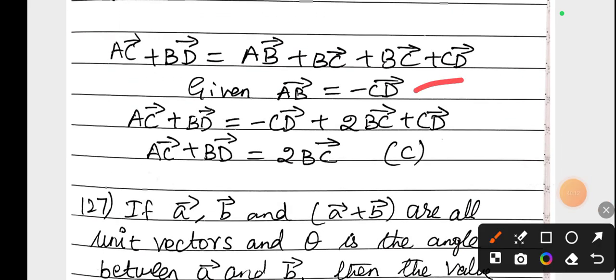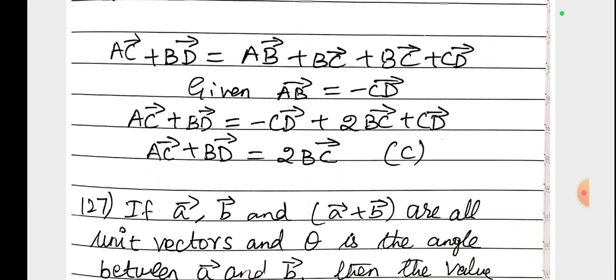AB vector is equal to minus CD vector. You substitute. So you will get AB is minus CD now. Minus CD plus CD gets removed. Chocolate plus chocolate, 2 chocolate. So BC plus BC is 2BC. So option C is the answer.